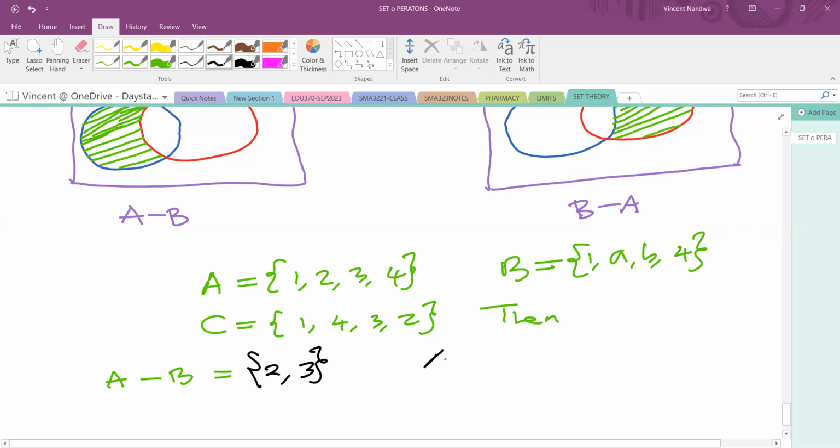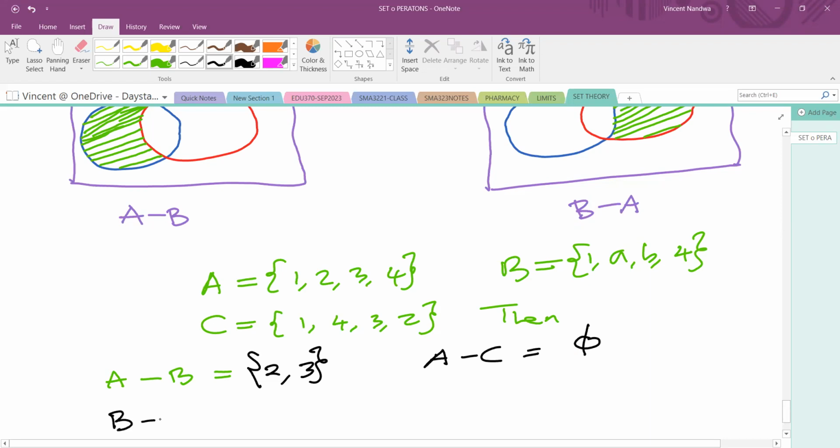And then A minus C means all elements which are in A but not in C. 1 is in C, so 1 cannot be part of that. 2 is in A and also in C, so it cannot be part of that set. 3 is in A and is also in C. 4 is in A and is also in C. So this would be an empty set. There is no element in A which cannot be found in C.